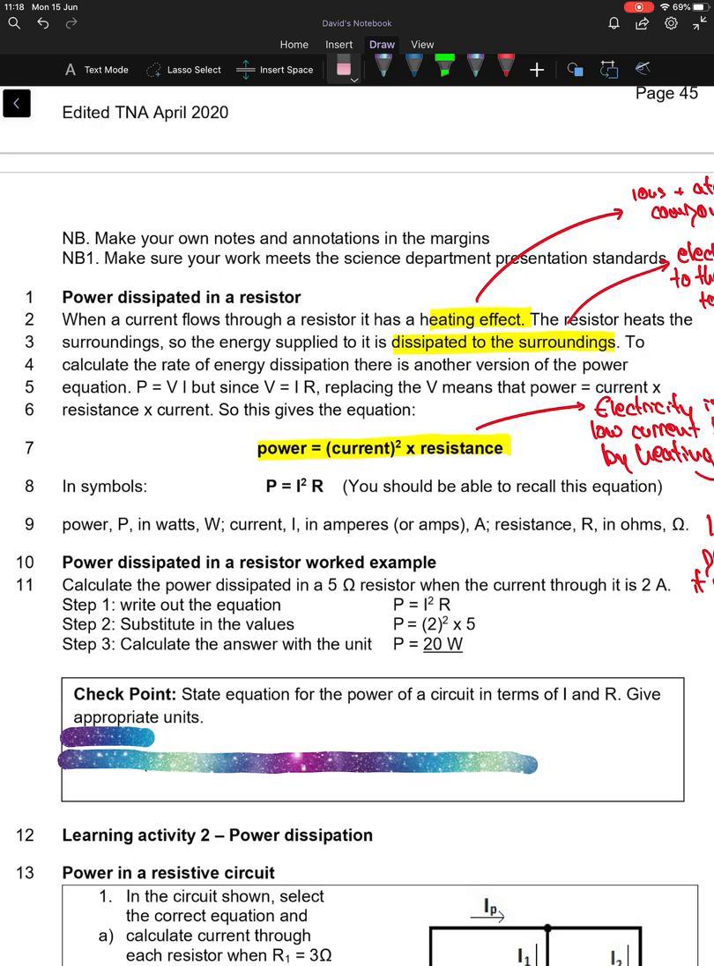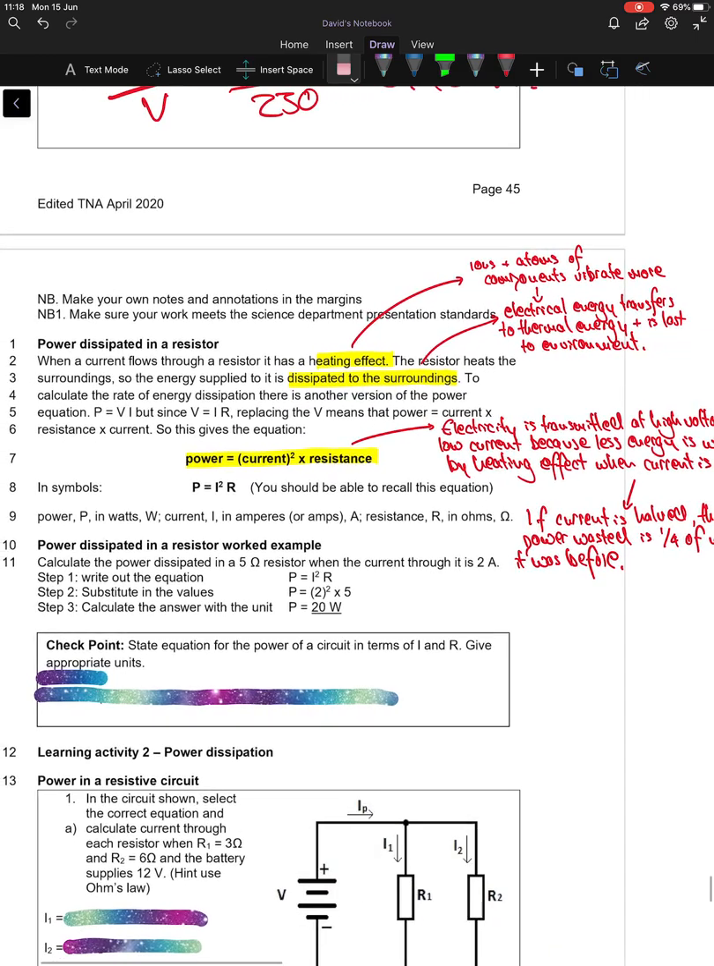So, when a current flows through a resistor, it has a heating effect. The resistor heats the surroundings, so the energy supplied is dissipated to the surroundings. So remember, heating effect is when the ions and atoms of metals and components vibrate more, and the electrical energy that's being carried by the electrons is transferred to thermal energy and then it's lost to the environment. That's what that means. So to calculate the rate of energy dissipation, remember, energy dissipation is loss of energy.